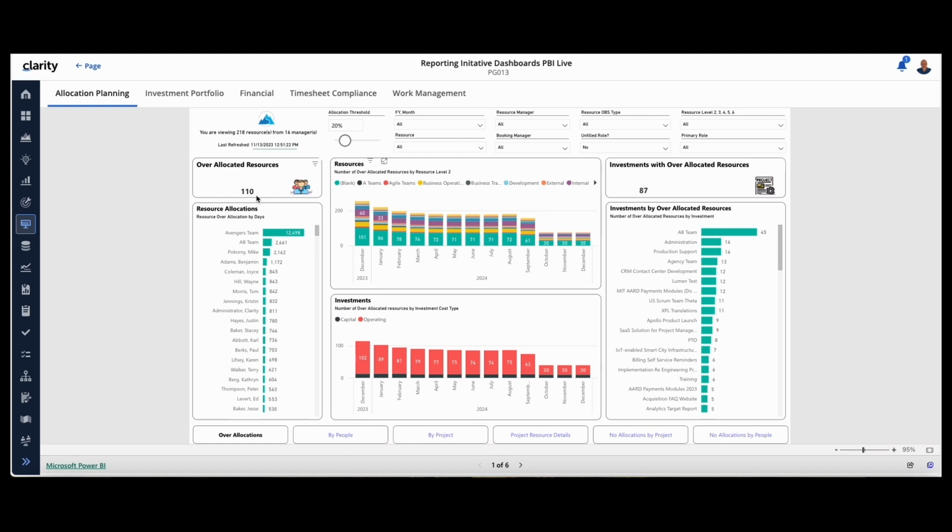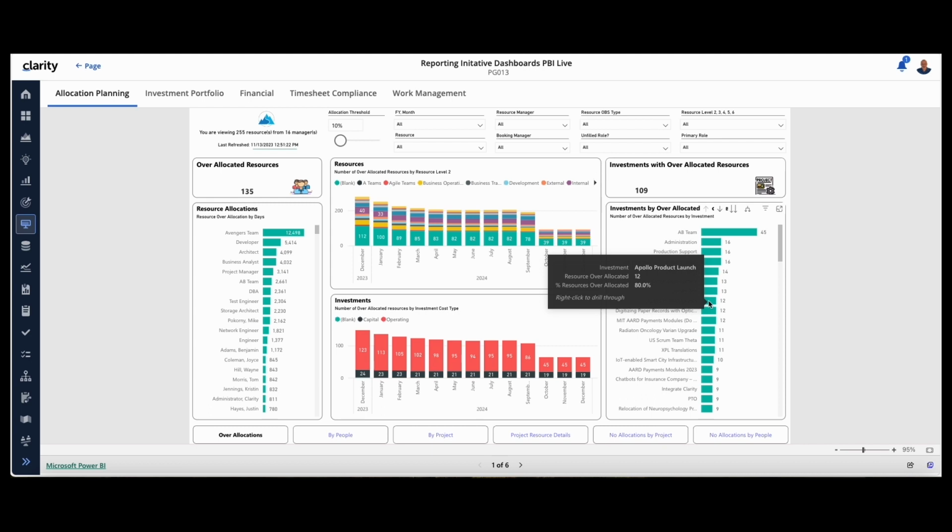So as I'm looking at this information, not only can I define the threshold, but I can tweak who I'm focused on. Right now I'm using the entire organization, but maybe I want to drill down to a specific resource manager or a specific organizational breakdown structure or time period, right? So you really have a lot of controls to say, show me what makes sense for me.